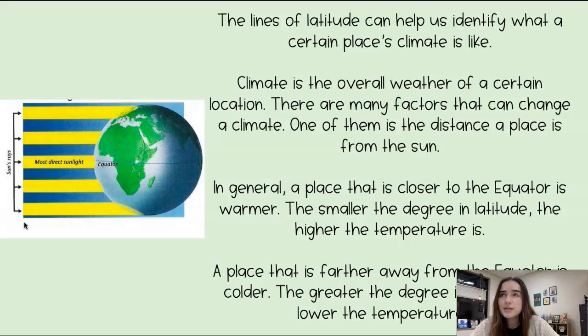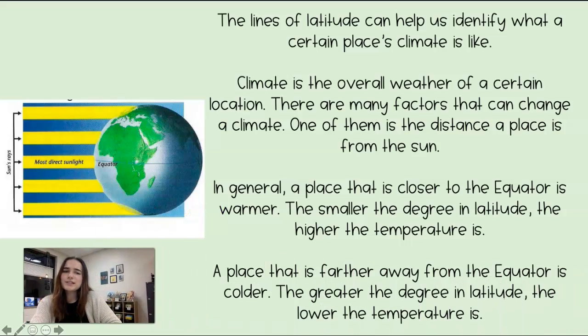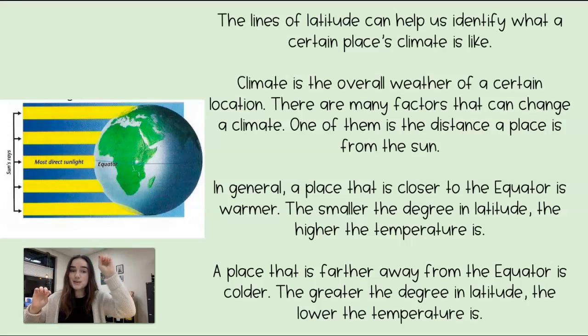So at the equator, we know that it's 0 degrees latitude, and that places along the equator get the most direct sunlight. But a place that is farther away from the equator is generally colder. The greater the degree in latitude, the lower the temperature is. So if the degree in latitude was 87 degrees, you're in the North Pole. That's pretty cold.